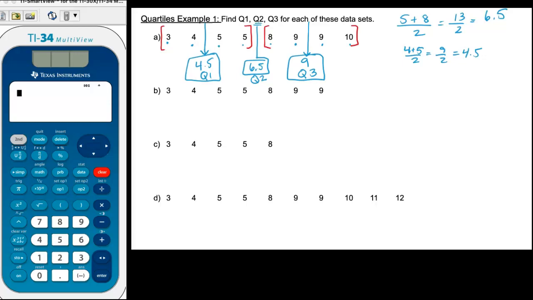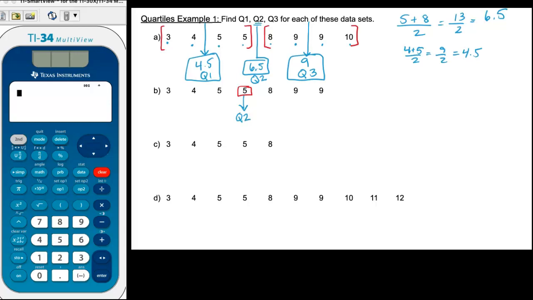Okay, so let's look at this next example. It's nice to do a few because depending on the number of numbers, you can have some different things happen. So I check that my list is in order, which it is, and then I find the middle. I've got 1, 2, 3, 4, 5, 6, 7 values, so I'm going to have an exact middle. If I go 3 in and then 3 in from this way, I get an exact middle of 5. And so that's going to be my Q2, which is my median.